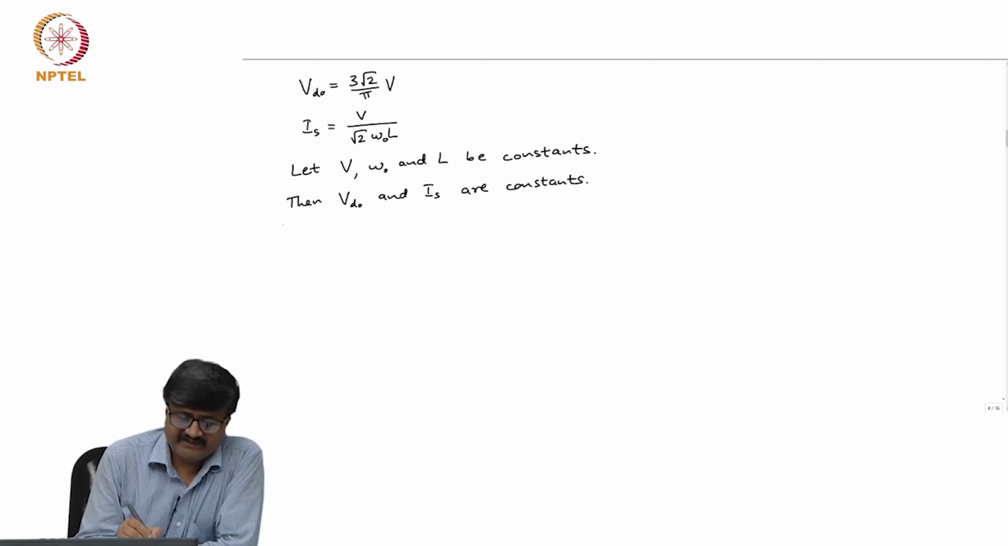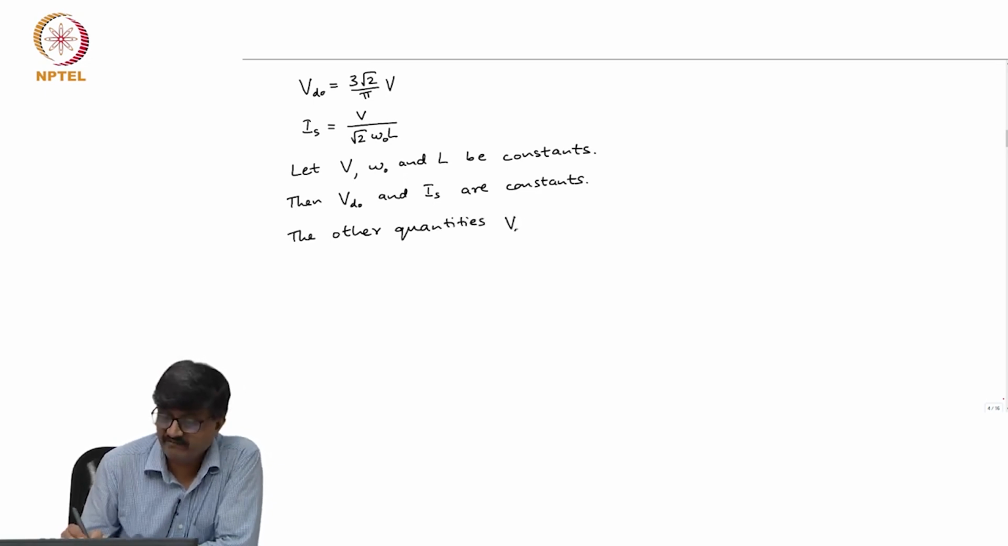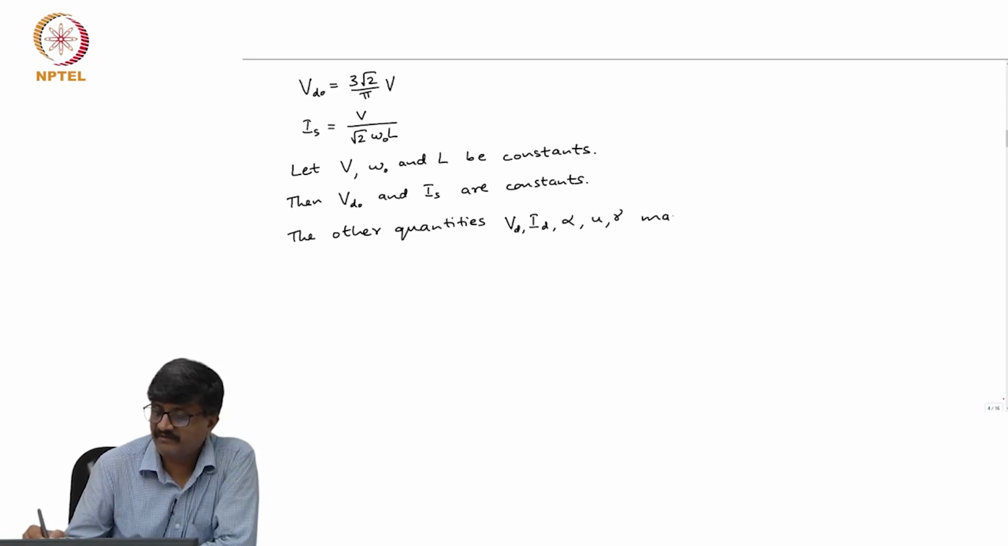So there are other quantities which may vary. What are the other quantities? The other quantities are VD, ID, alpha, U, gamma, which may vary.